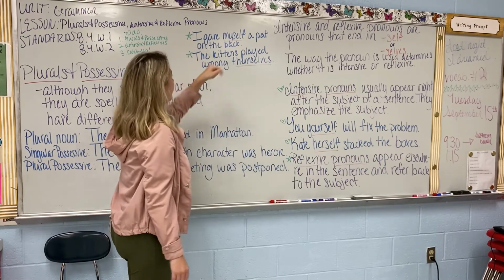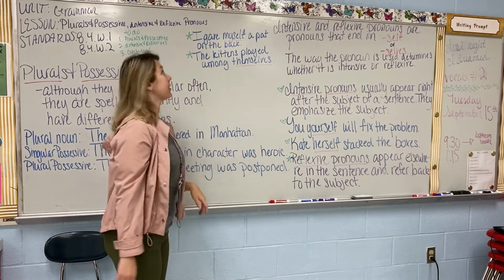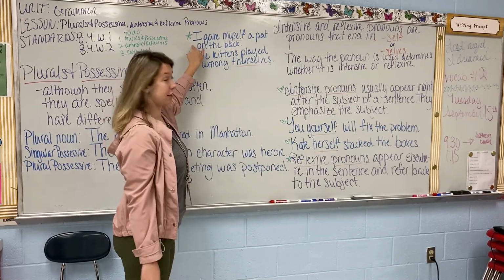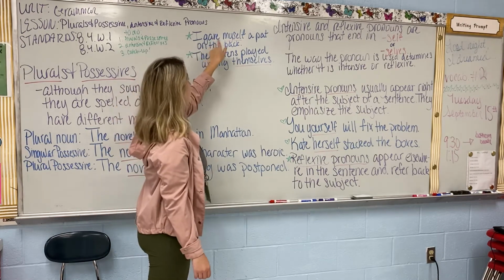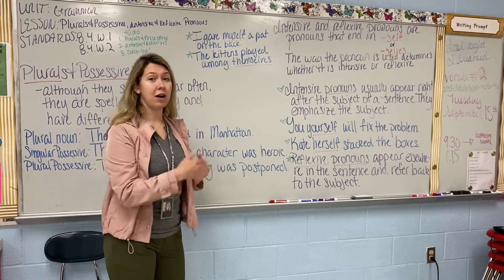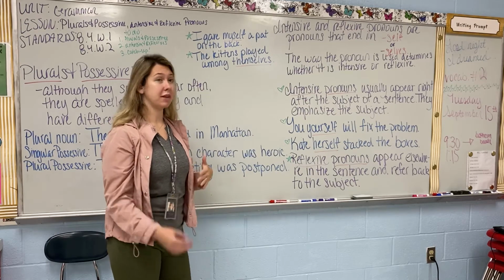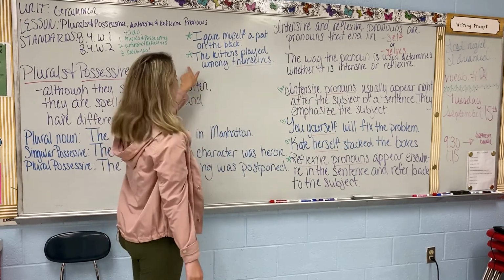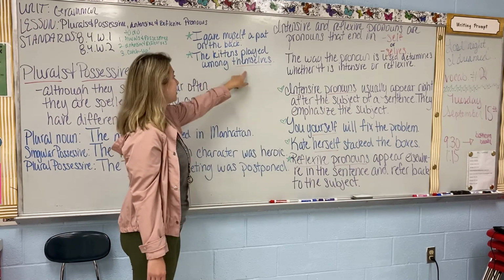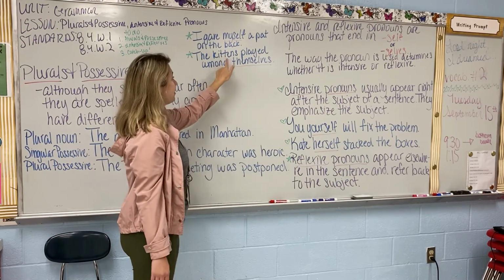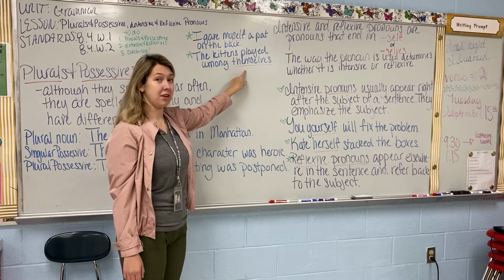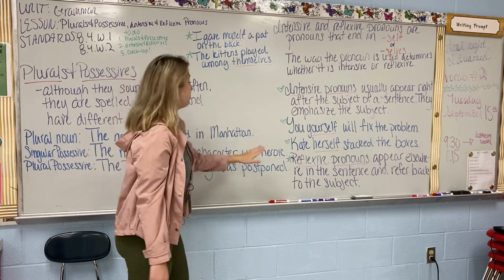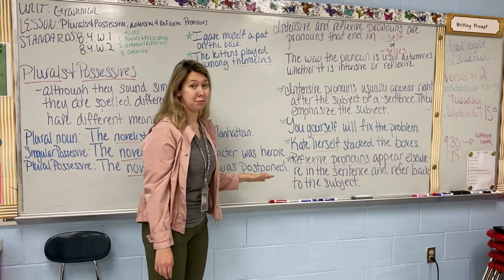So, I gave myself a pat on the back. I is our subject. Gave, verb, myself. Does not fall exactly after the subject. Therefore, it meets the definition for a reflexive pronoun. The kittens played among themselves. Kittens is our subject, themselves is much later in our sentence. Therefore, it meets the definition for a reflexive pronoun.